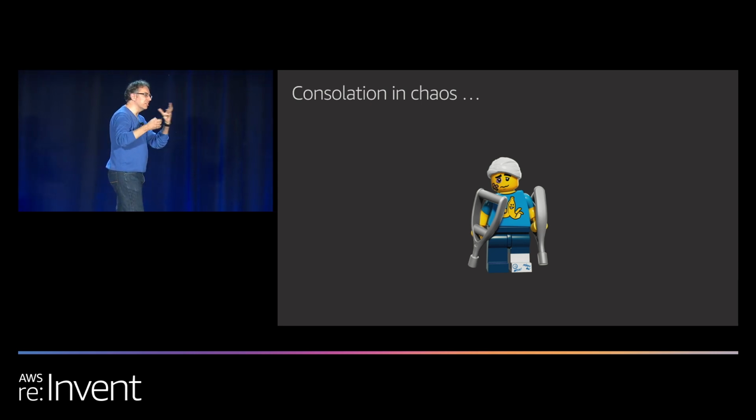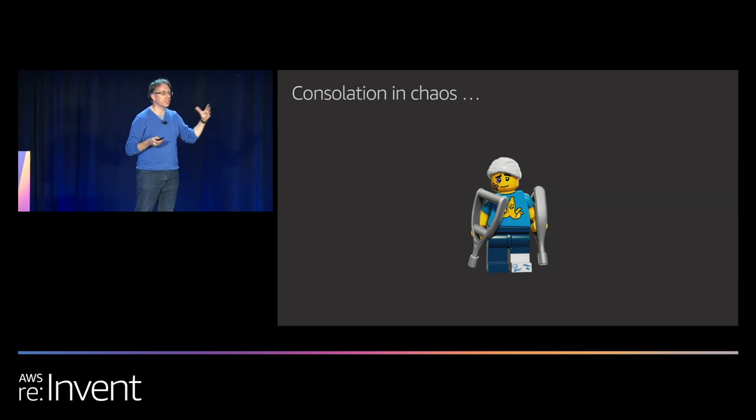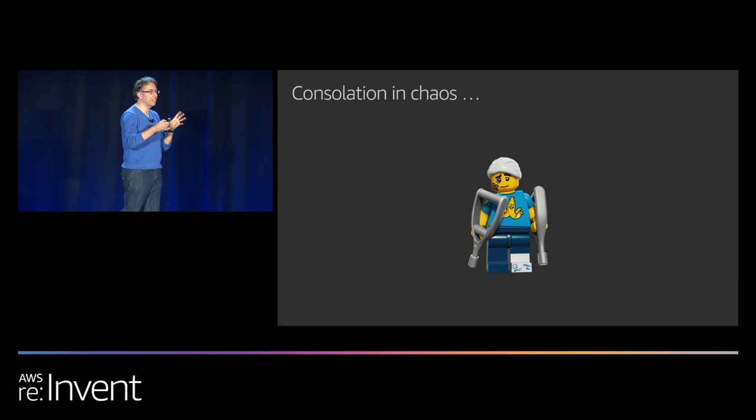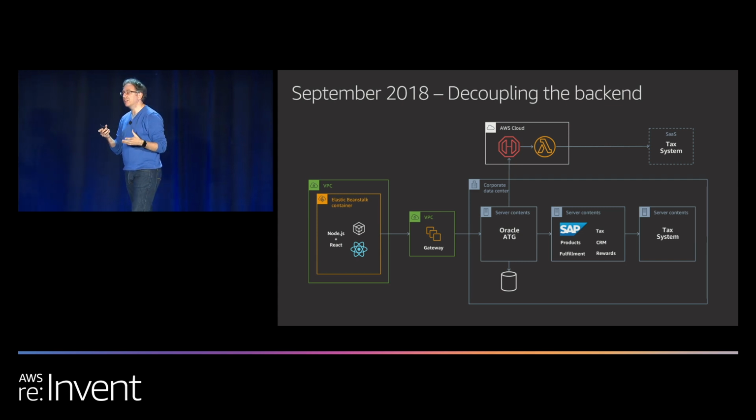So they started to rethink the architecture, and they also found out that the tax system had an online, software-as-a-service version of the same product. So they said, maybe for the critical path, we can use that too. So they came out with a first evolution.